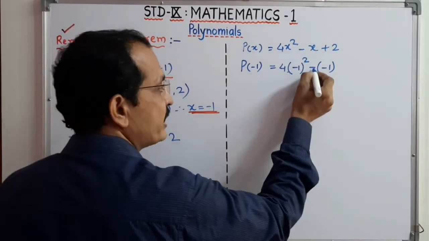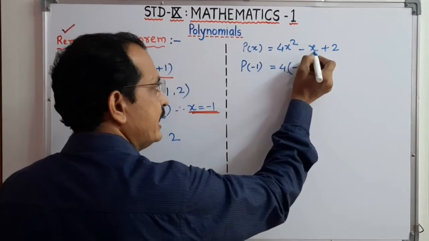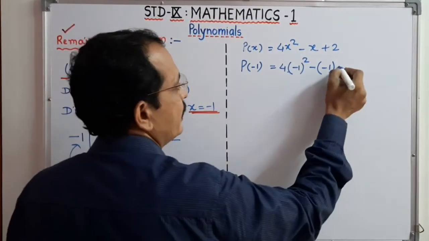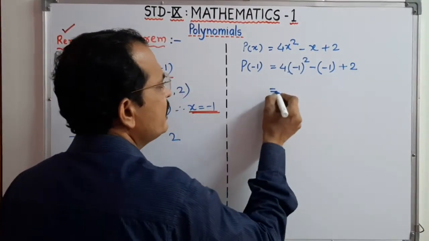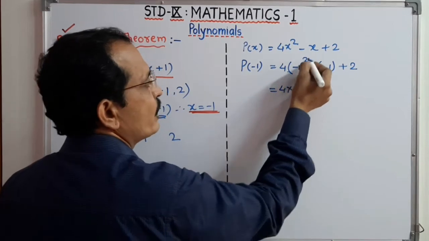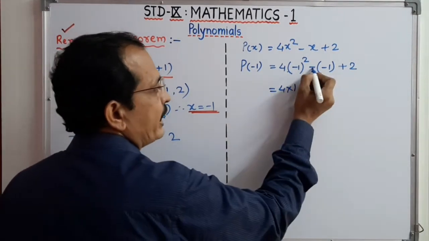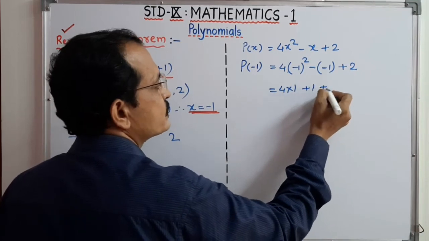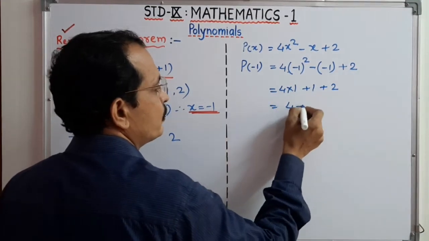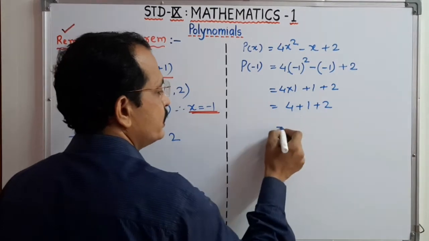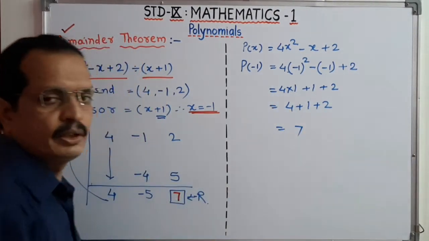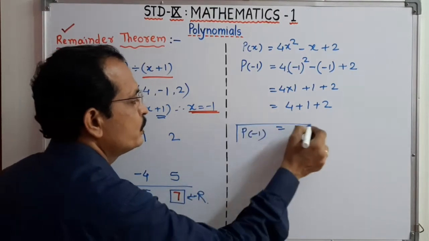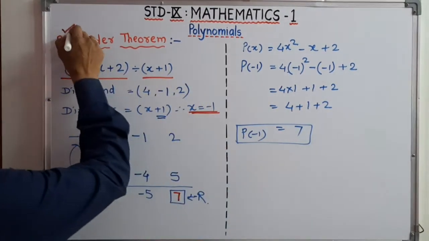Here it is this minus sign, and the value of x is minus 1, therefore we put it in a bracket, minus 1, and here plus 2. Then it is 4 into the square of minus 1, which is 1, minus 1 into minus 1, it is plus 1, plus 2. Therefore 4 plus 1 plus 2, dear student, it is 7. Now you can observe and you will come to know what the remainder theorem is.